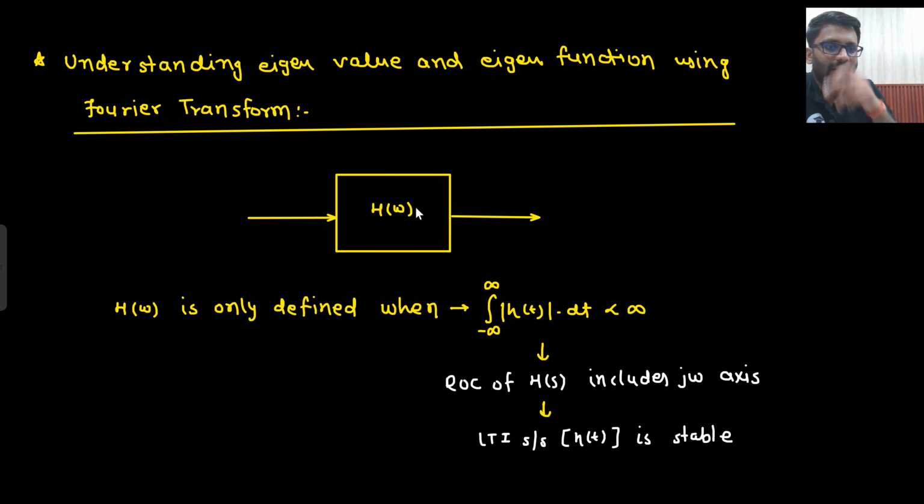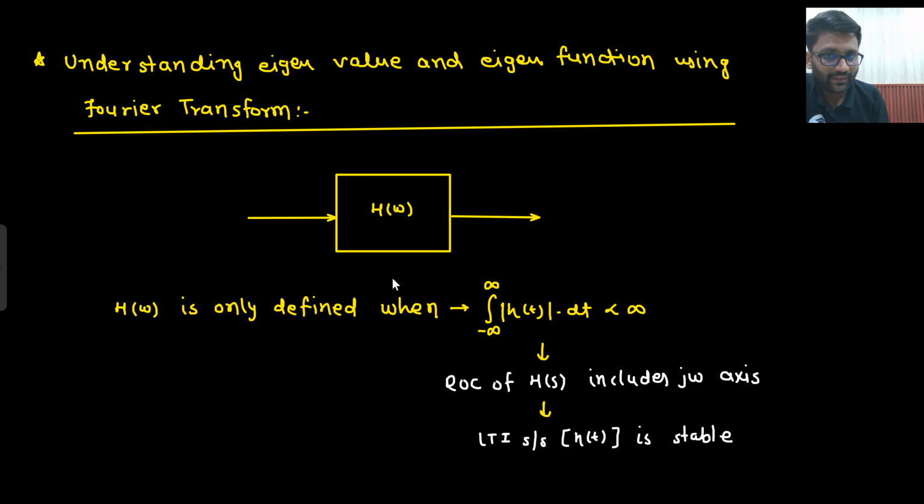If they are denoting a particular system with H(omega), that means you don't need to think whether the system is stable or not. 100% it will be stable, because if the LTI system is stable, then h(t) will be absolutely integrable, and then only H(omega) is defined. So if H(omega) is defined, that means h(t) is absolutely integrable. That means the ROC of H(s) will include the j omega axis, and that means the LTI system is stable. So this concept is clear to you.